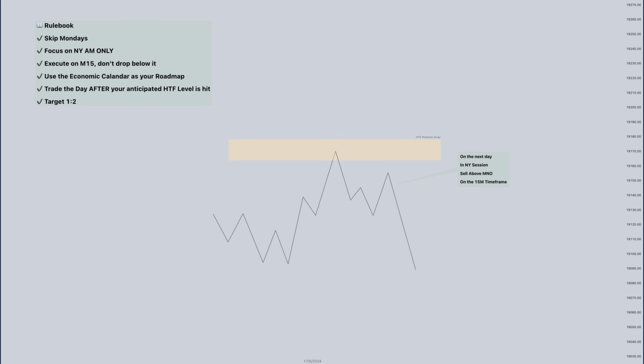You want to ideally sell above the midnight open to catch that classic AMD, and your entry should be in a premium array on the lower time frames.